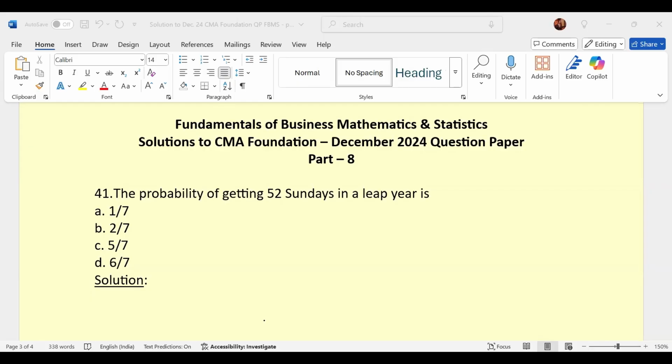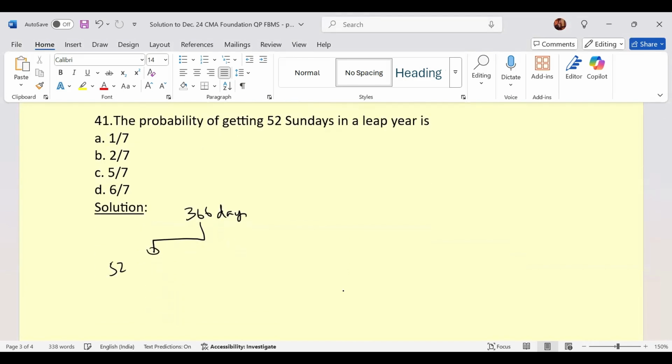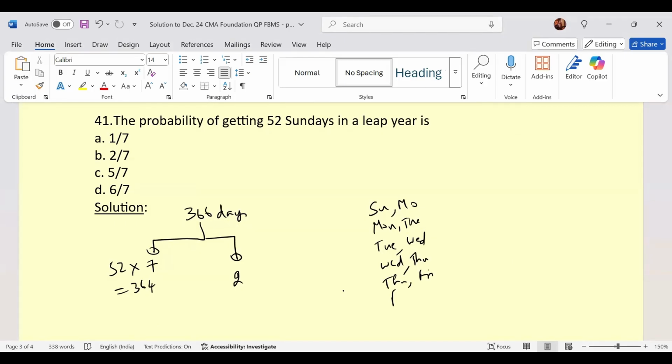So the possibilities of those, first of all, 52 Sundays in a leap year. A leap year will have 366 days that can be split into 52 weeks, which will have 7 days each. That means this is 364. The rest will be your 2 days. So these 2 days can be like Sunday-Monday, Monday-Tuesday, Tuesday-Wednesday, Wednesday-Thursday, Thursday-Friday, Friday-Saturday, Saturday-Sunday.